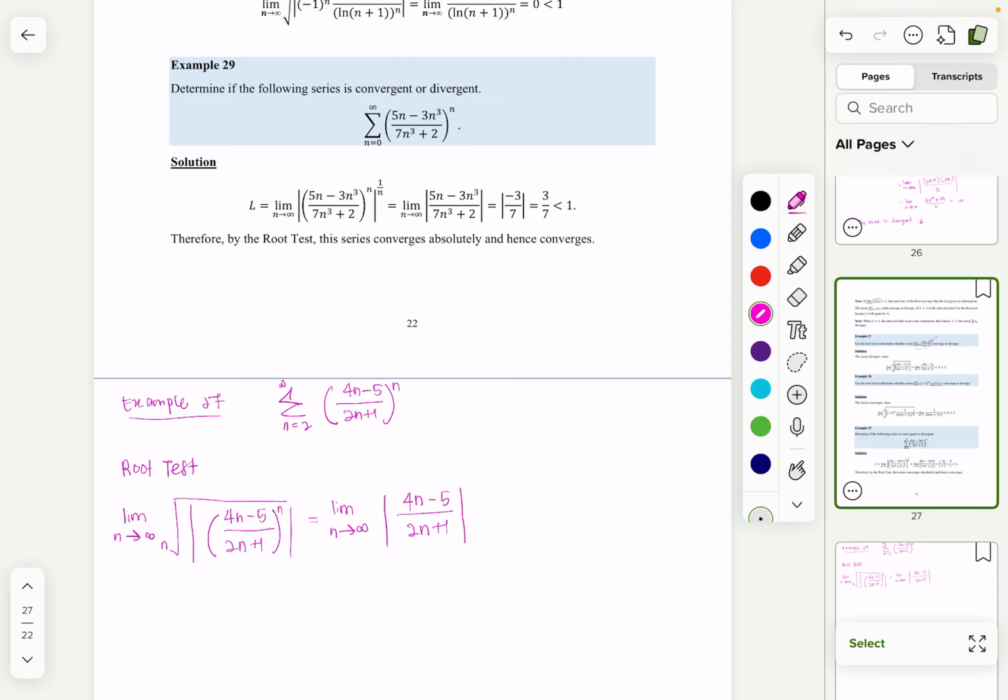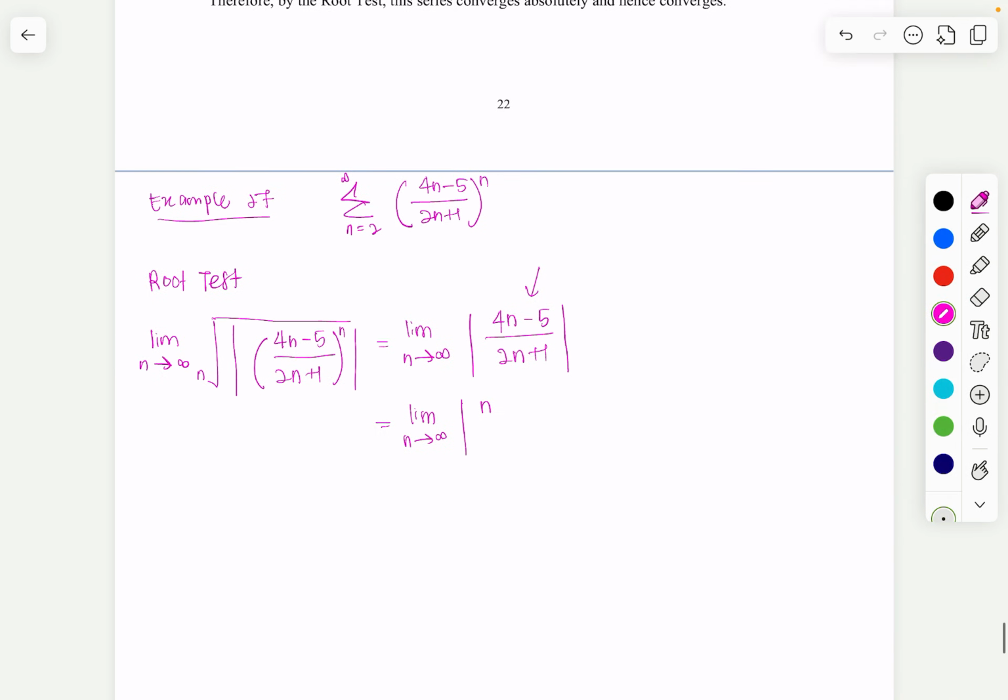Now you have this form. Do not remove the modulus yet, because there is a minus here, so this cannot be assumed to be a positive number. We stick with the modulus first, but we can simplify to solve the limit. I factor out the n: n times (4 minus 5 over n), over n times (2 plus 1 over n). Then we can cancel out this n.